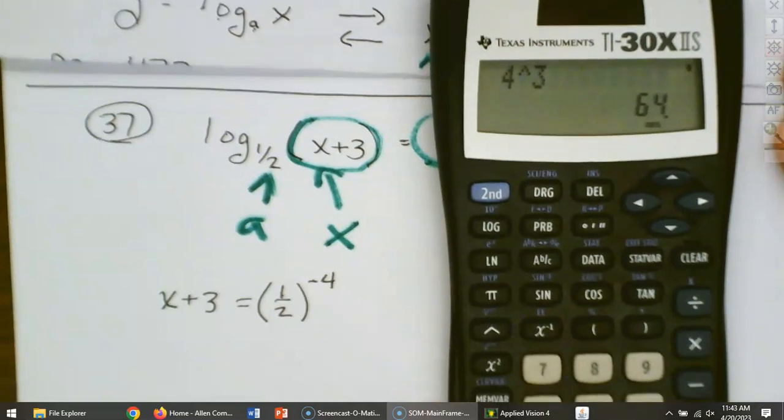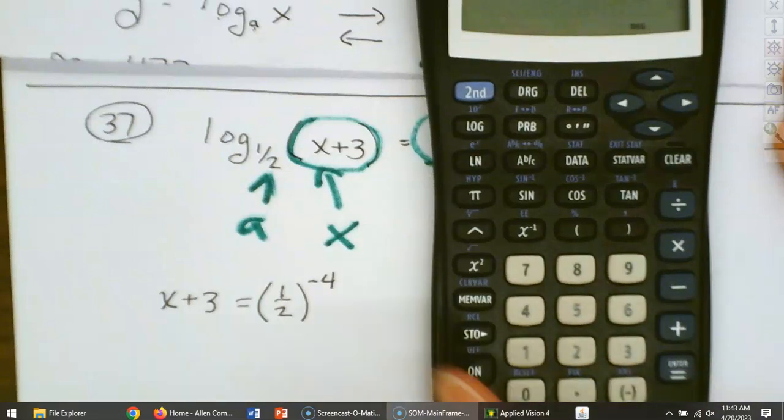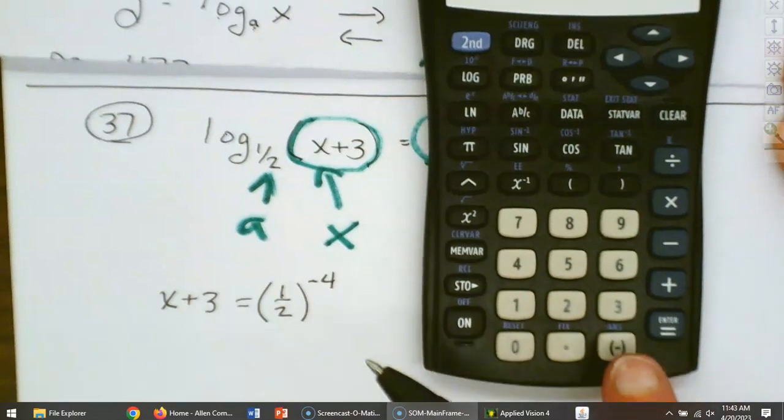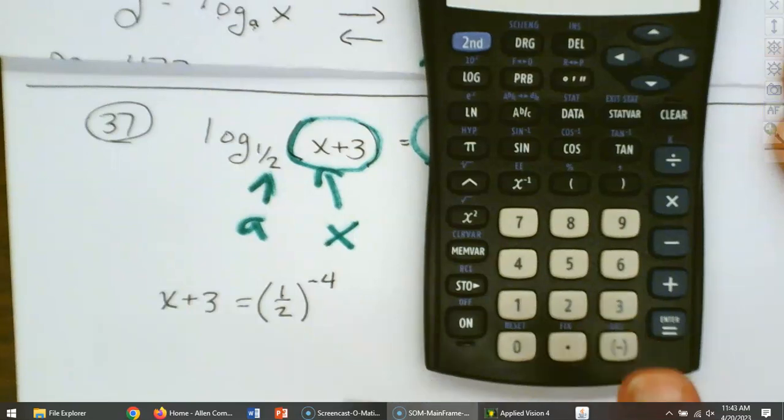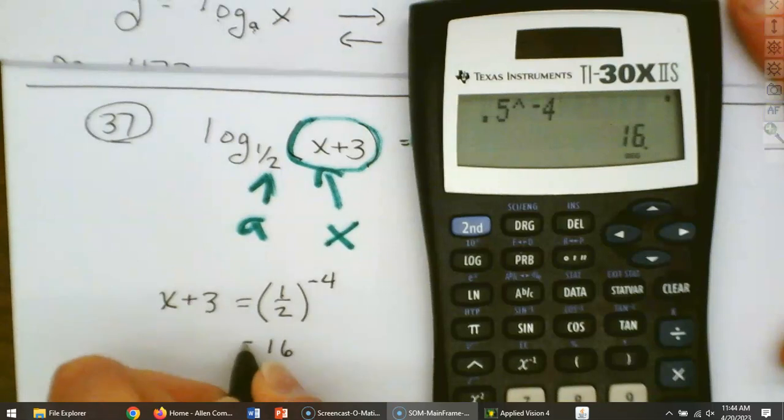On this one, it's pretty easy to use a calculator. Well, we know that 1/2 is 0.5, right? We want to raise this to what power? -4th. How do we raise things to a power? We use the caret key. And we need a negative. We don't use this negative. We use the negative at the very bottom, the plus or minus one. Okay, so push that in. And then what are we taking it to? The -4th power. What does that come out to give you? 16.